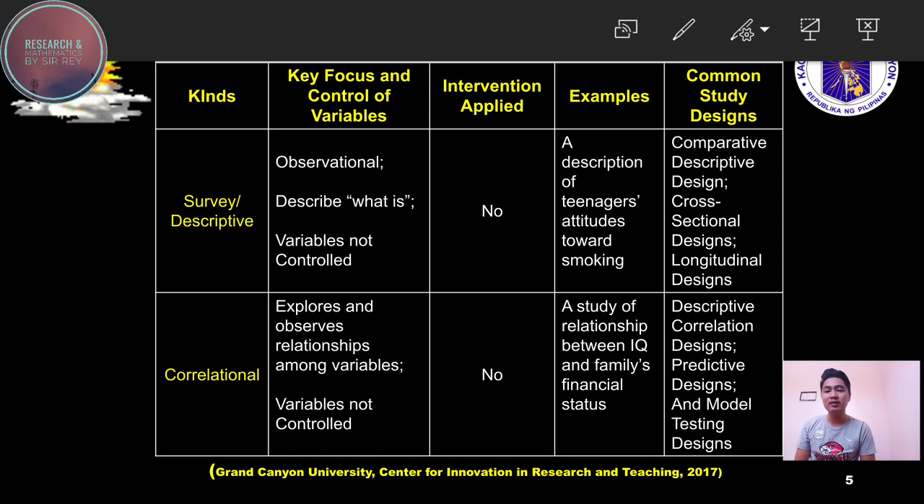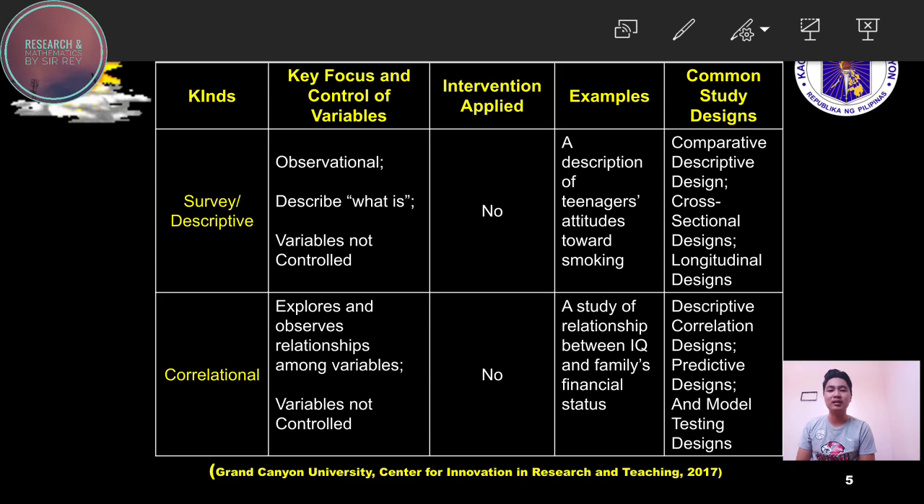this focuses on relationships among variables, whether variables are independent or dependent variables. But take note, in correlational studies or correlational research, variables are not controlled. We will know why and when are we going to control our variables. We will have a different kind of research for that one. Again, this does not require intervention.